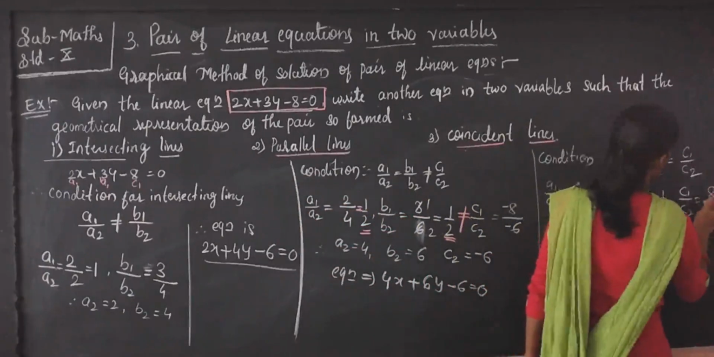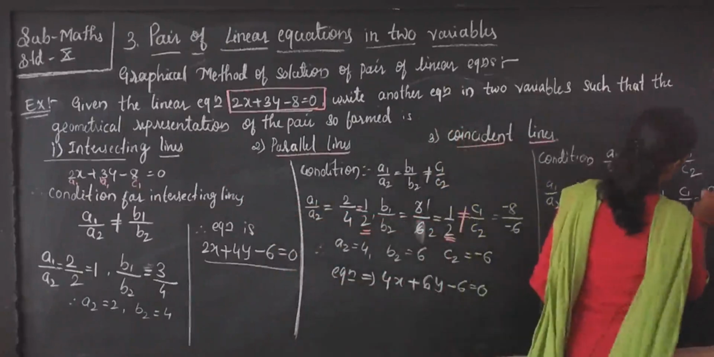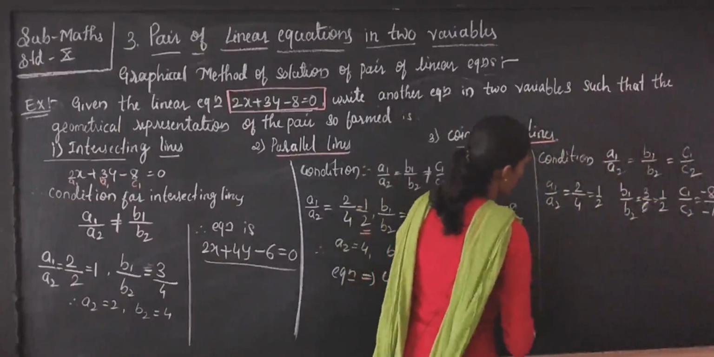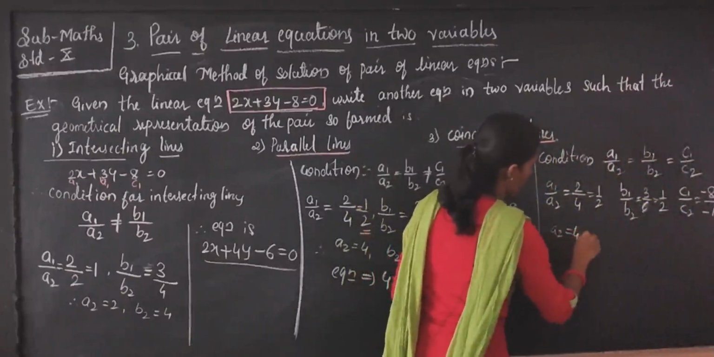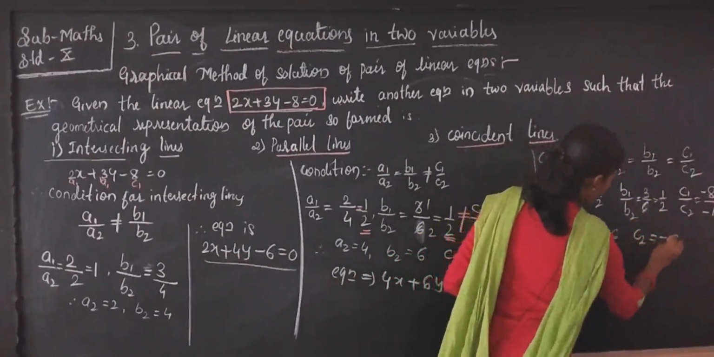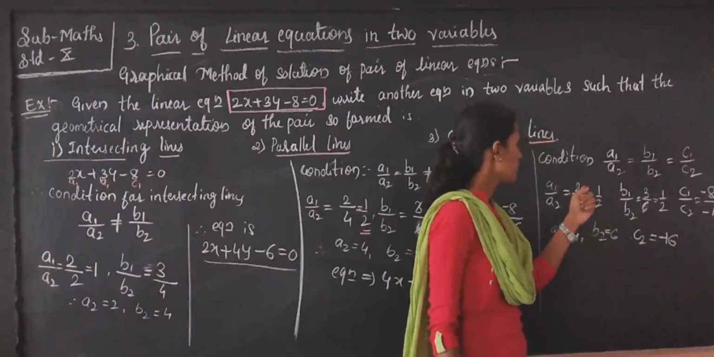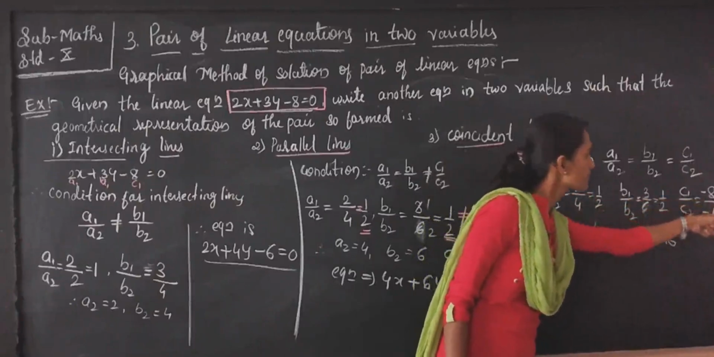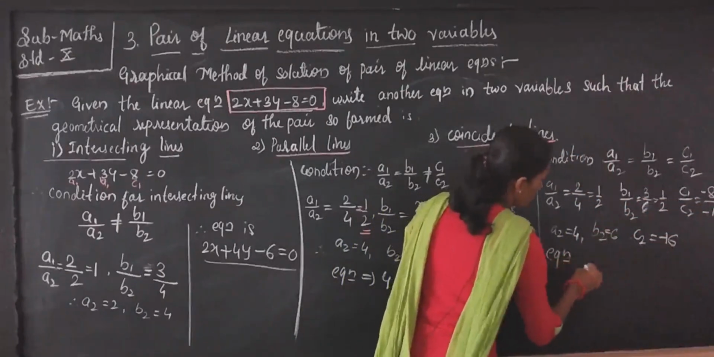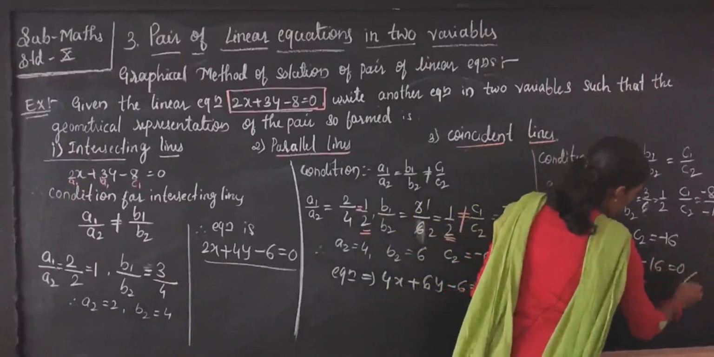Again here 8 is there, and we want 1 by 2, so then 16. Minus 8 is there, so minus 16. Therefore A2 is 4, B2 is again 6, C2 is minus 16. Otherwise you can also take 6, 9, 24 here. So therefore the equation becomes 4x plus 6y minus 16 is equal to 0.